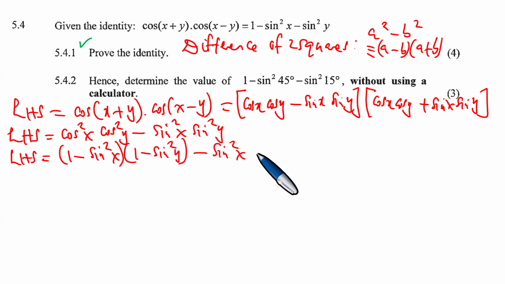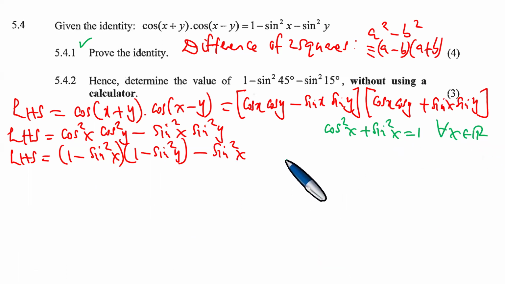Wait, I don't understand how you got that last part. This one? Yes. Okay, right, that's fine now. Obviously, we remember our grade 11: cosine squared x plus sine squared x is always 1, and this is true for all x in the real numbers. So if this is the case, let's make cosine squared the subject, so that cosine squared x is the same as 1 minus sine squared x. Okay, so that is what we have.